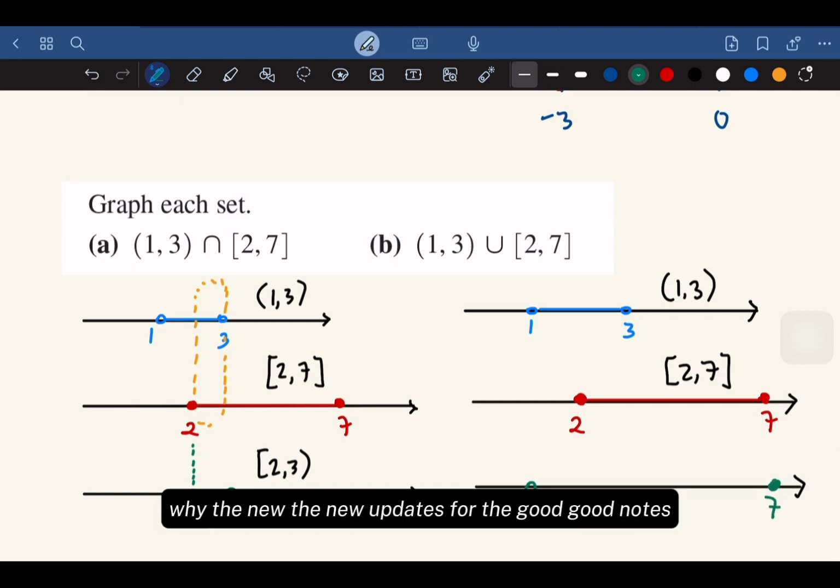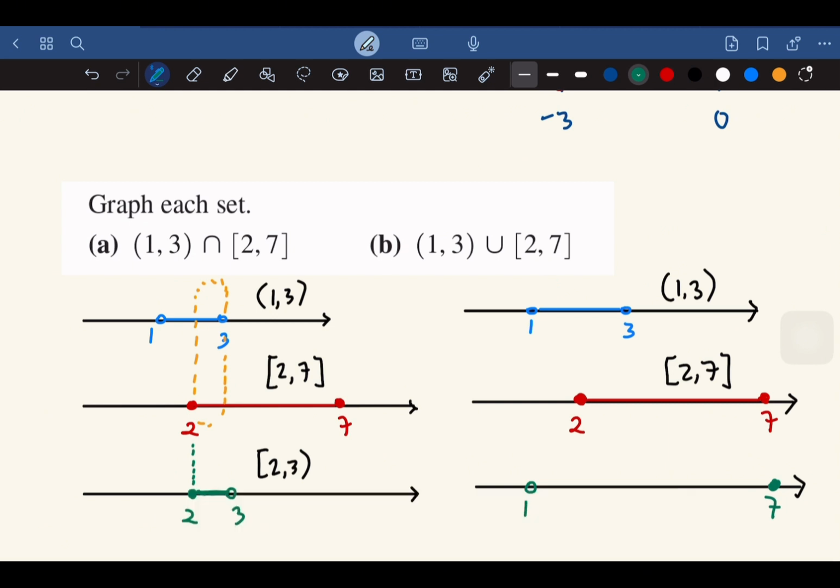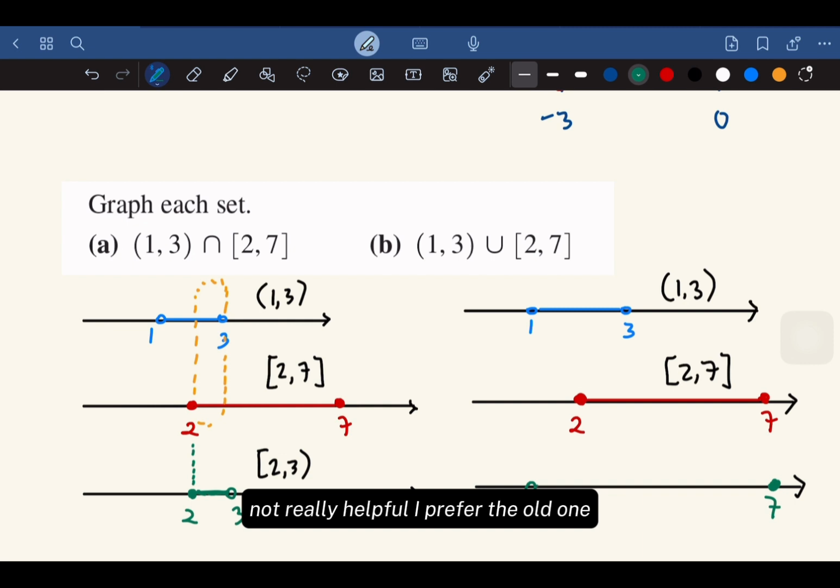Why the new updates for these good notes not really helpful? I prefer the old one.